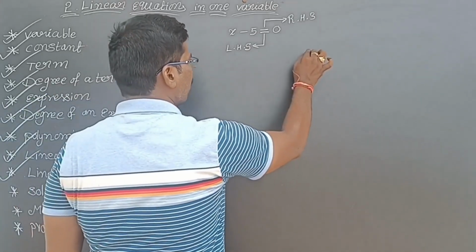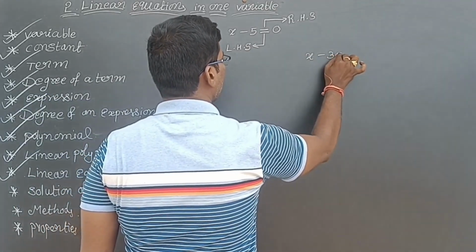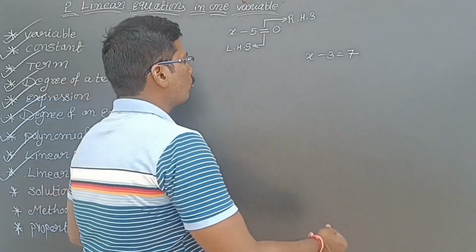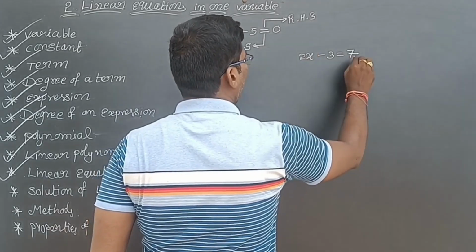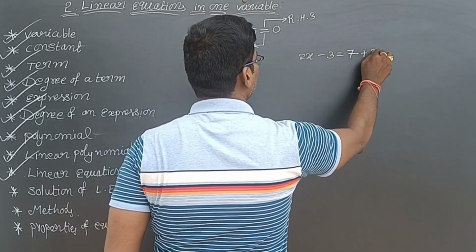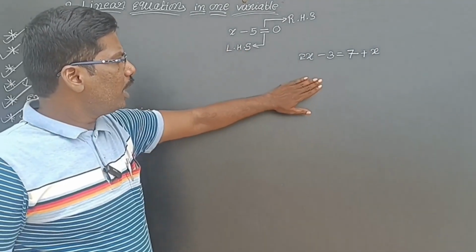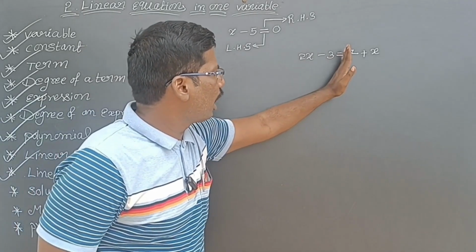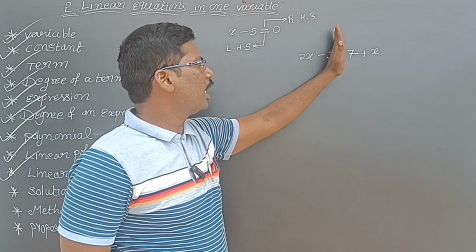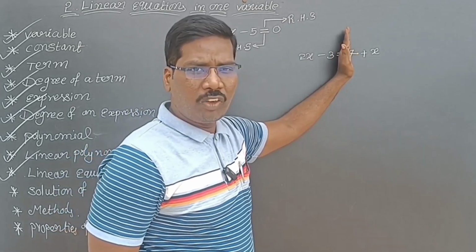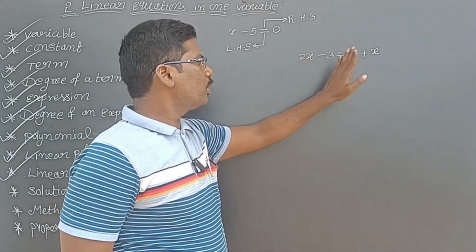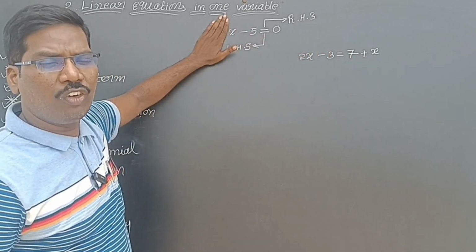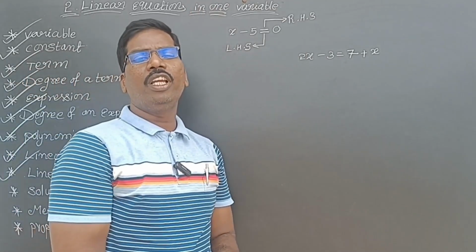For example, x minus 3 is equal to 7. Or we can say 2x minus 3 is equal to 7 plus x. In this equation, which is also a linear equation, the left side, 2x minus 3, is the LHS, and the right side, 7 plus x, is the RHS. For what value of x is this satisfied? That is called the solution of the linear equation.